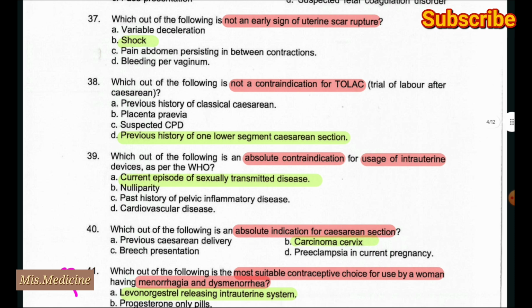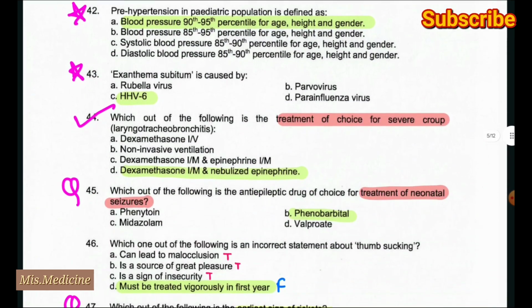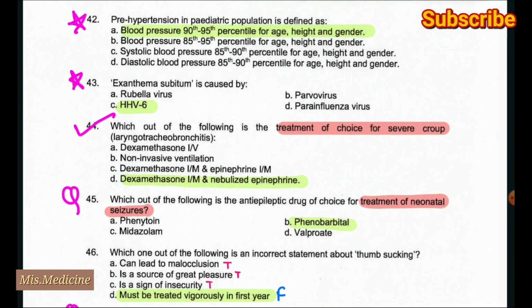Next question, which of the following is an absolute indication for cesarean section? Carcinoma cervix. And which of the following is the most suitable contraceptive choice for use by a woman having menorrhagia and dysmenorrhea? The answer is levonorgestrel releasing intrauterine system. Okay, the next question is pre-hypertension in pediatric population is defined as blood pressure 90 to 95 percentile for age, height and gender. Okay, next question.